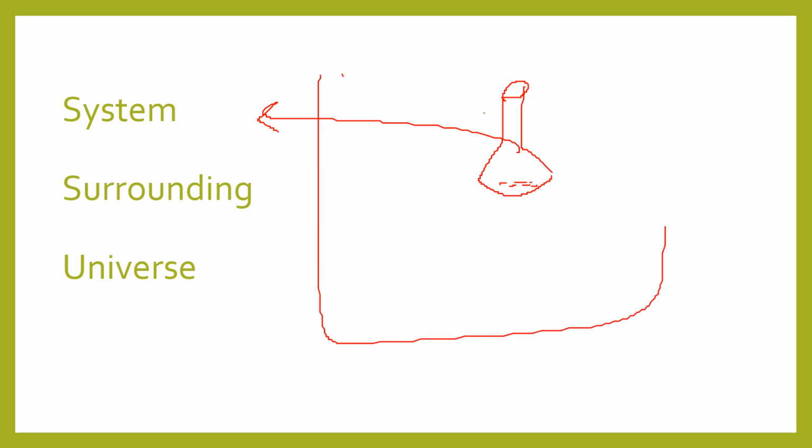Everything surrounding it is your surrounding. Everything surrounding means your atmosphere is the surrounding. So what you'll have to remember, system plus surrounding is equal to universe. System is where the reaction is going on. System is where you are working. What is surrounding? Everything around it is the surrounding. And system plus surrounding becomes the universe.